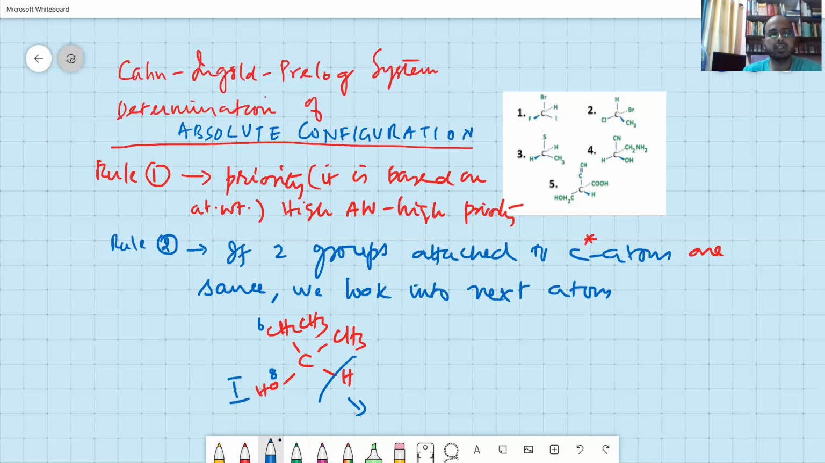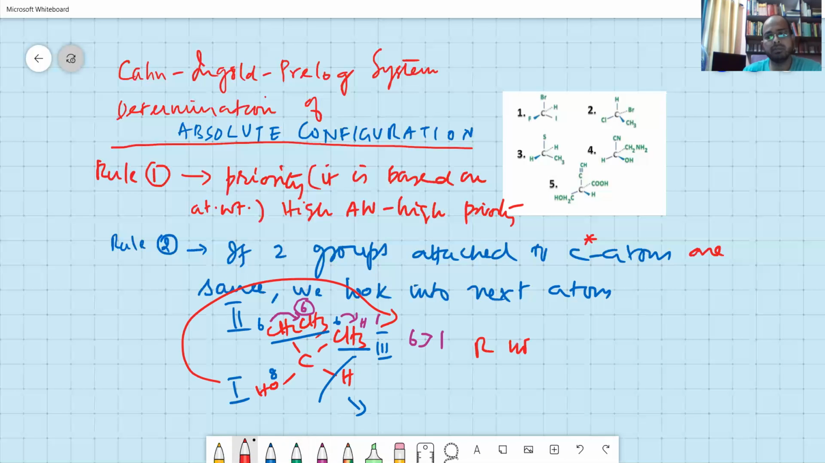Here you have 6 and 6, both the same. Because both are the same, you have to look into the next atom. When you look into the next atom, this becomes 6. Here the next atom is hydrogen. Hydrogen is 1, this is 6. So 6 is greater than 1, therefore we give priority 2 to this and priority 3 to this, and therefore it rotates clockwise. We call it the R notation. That is rule 2.